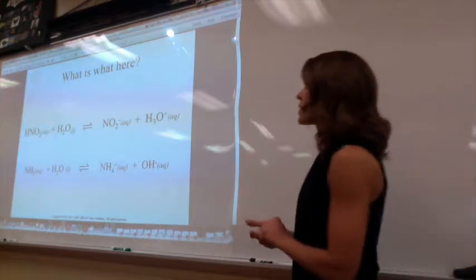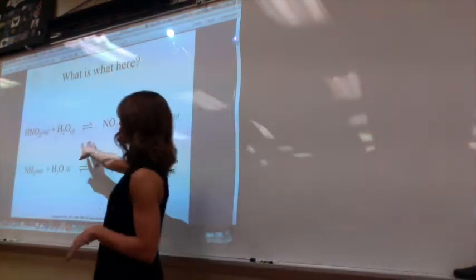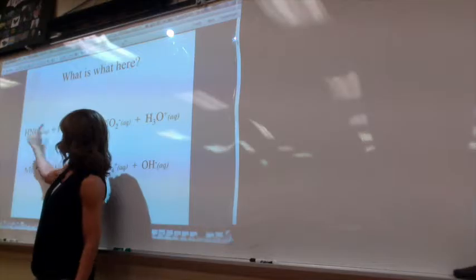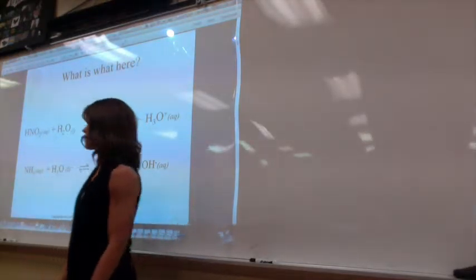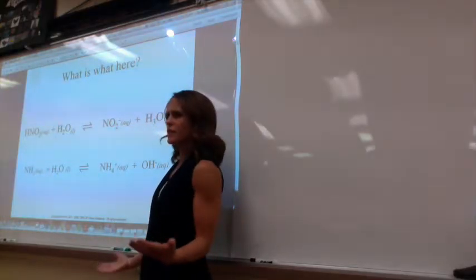All right, so label these. What is what? So first reaction. Identify this and this. Which one's the acid, which one's the base? Write it on your paper. That should be sort of easy.